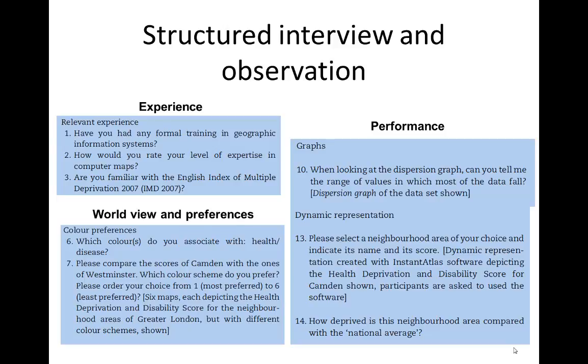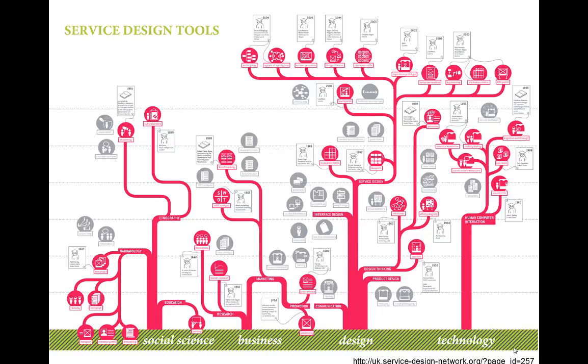And then we've got another thing here where they show 6 maps and ask for their preference for the colour scheme on the map. And then performance: how well do people read graphs? How well do people select and understand the information that's presented to them? This diagram, you can see it in full online.